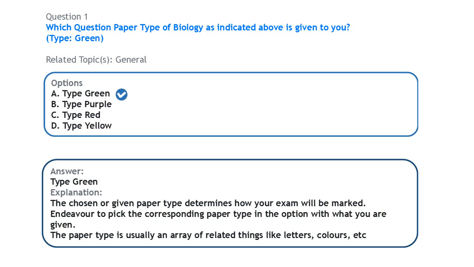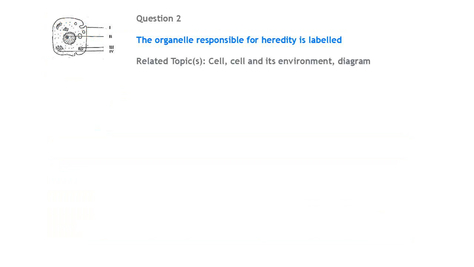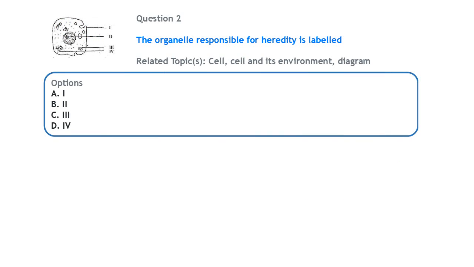Now this question is very important. You should endeavor to choose the paper type that corresponds to what you have been given in the exam, because that determines how your exam would be marked. So if you pick a different paper type from what you have, that means your exam is going to be marked with answers that are meant for another paper, and that can really affect your results.